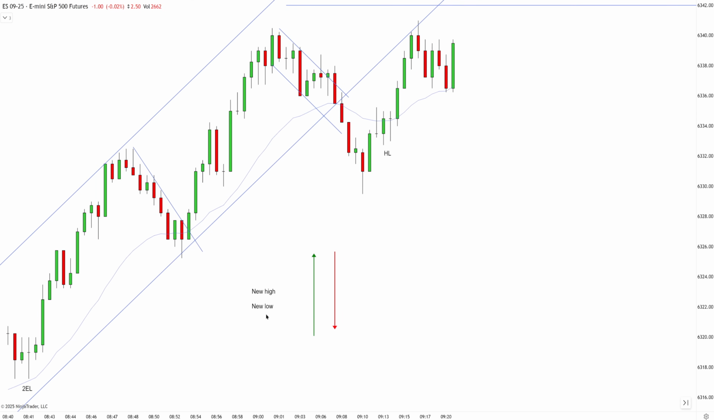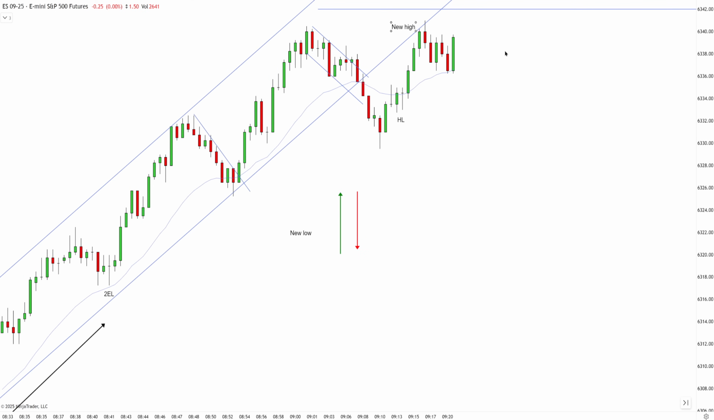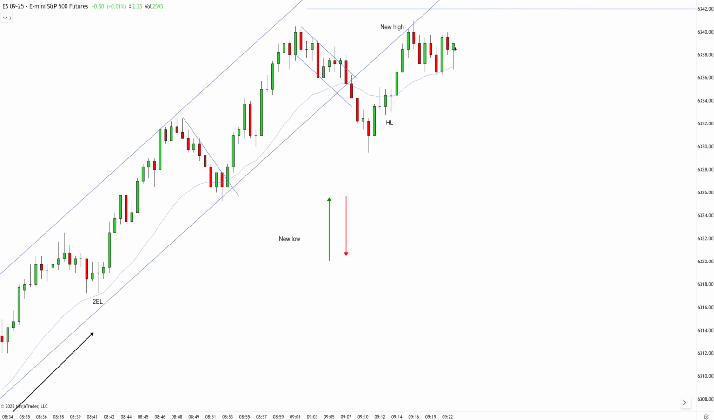And now we have a break, push to a new extreme. Uptrend played out. So now the uptrend played out. We have a second entry long. So naturally, I have to skip the second entry long. And I even have to skip the high low.